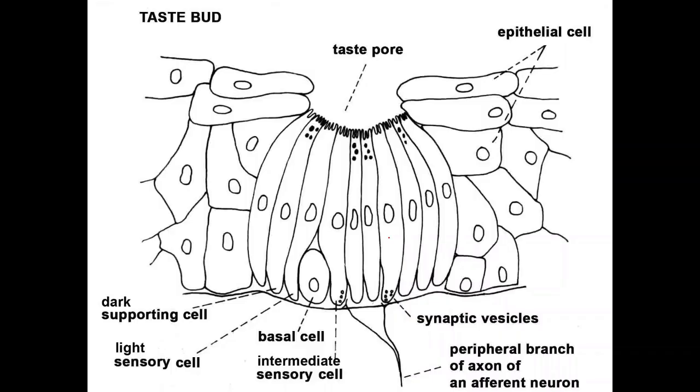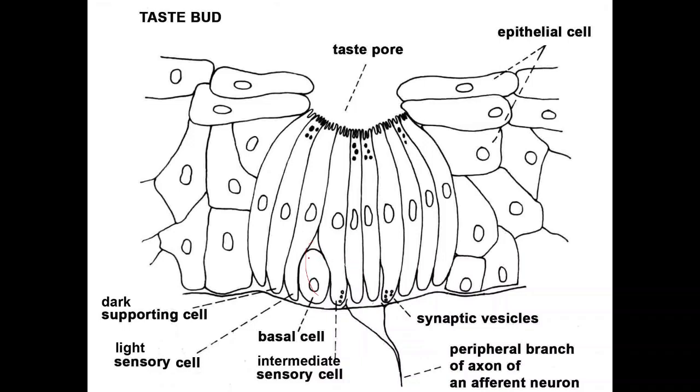So what about the taste? For taste, we have taste buds. And taste buds are made of many cells. We differentiate dark supporting cells and light sensory cells. The lighter ones are the sensory cells, and the dark ones are the supporting ones, and also there are some basal cells. From the basal cells, we can create the dark supporting cells and the light sensory cells.